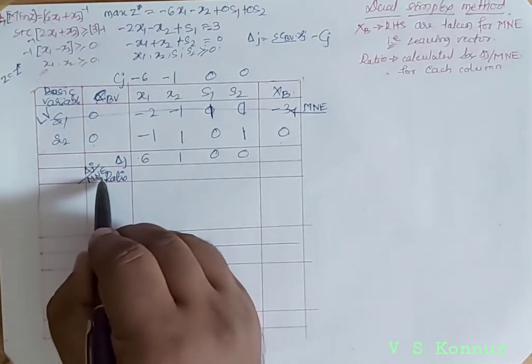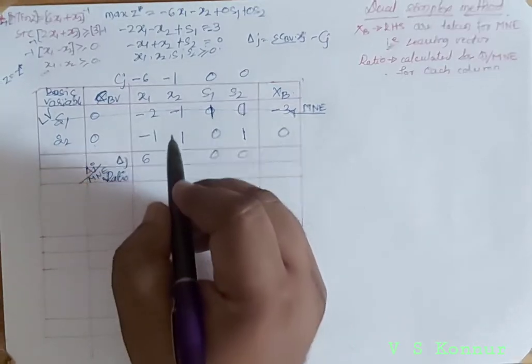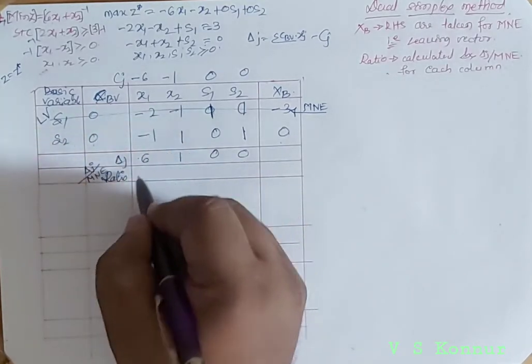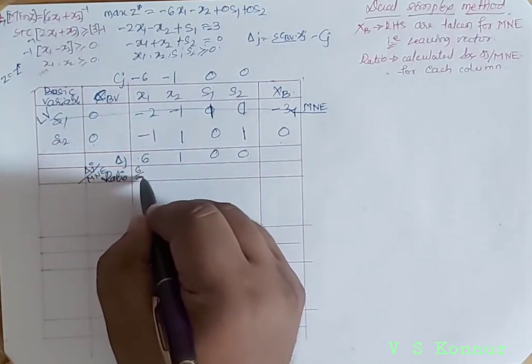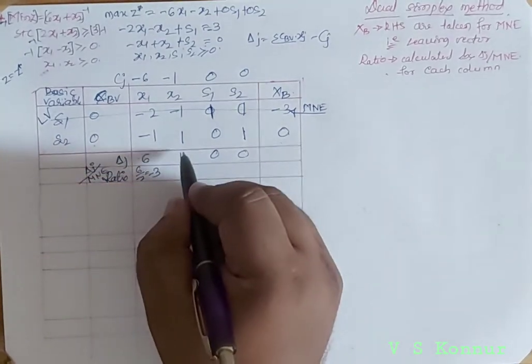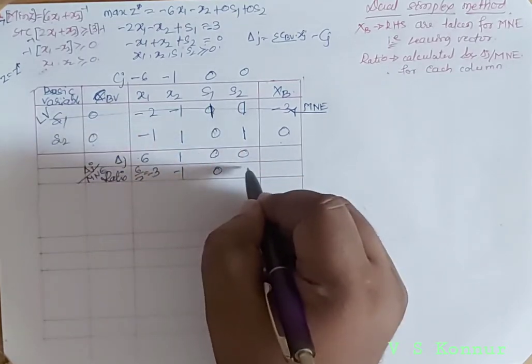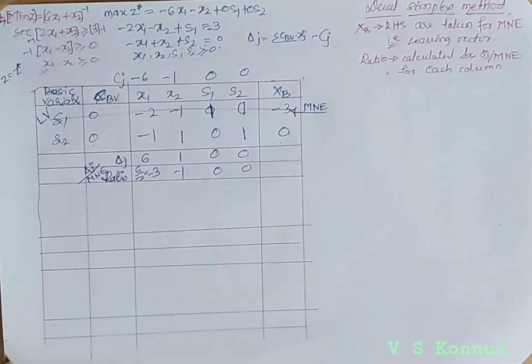So the ratio is calculated by delta J divided by the most negative element. Delta J 6 divided by -2, that is equal to -3 we will get. Then 1 divided by -1 we will get -1. 0 by 1 is 0, 0 by 0 is 0. So -3, -1, 0, 0 we will get.